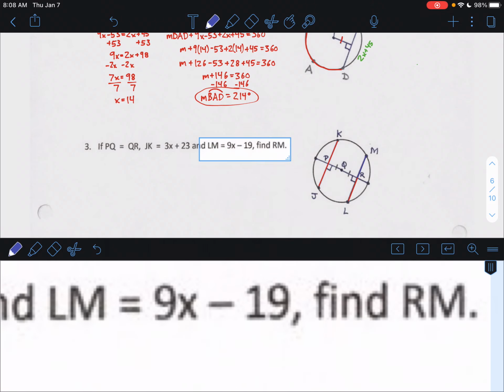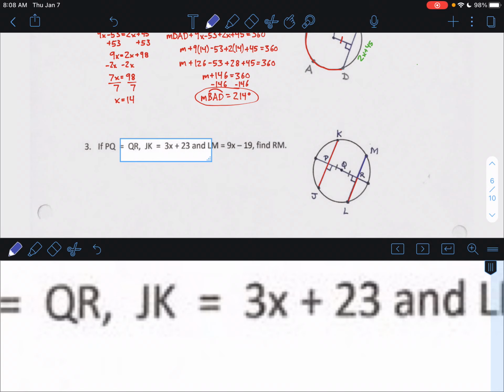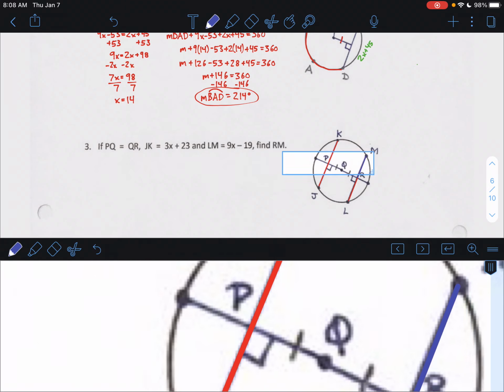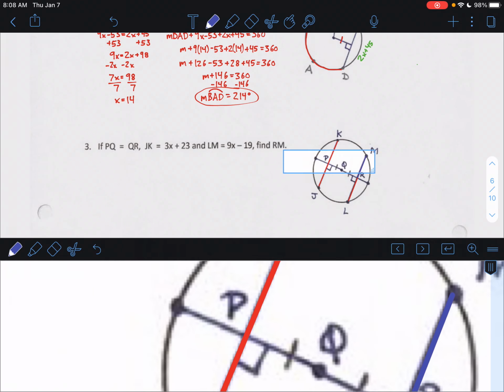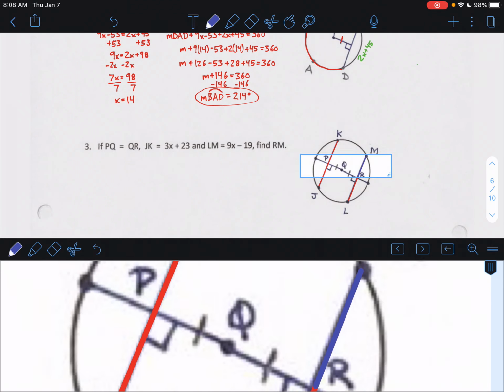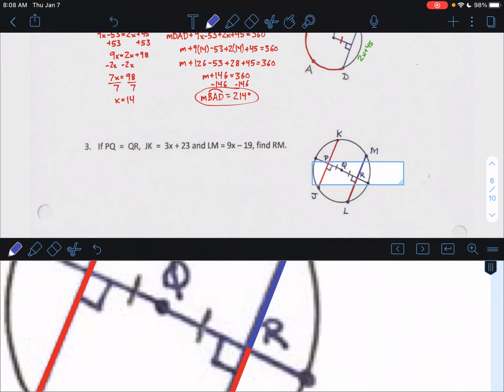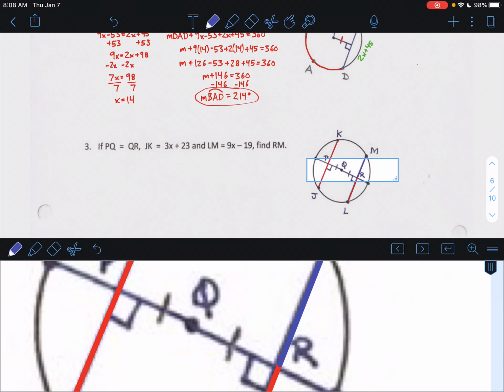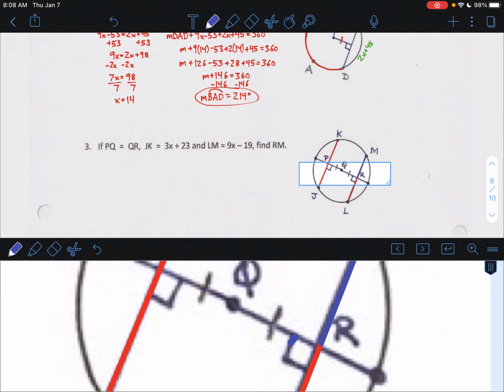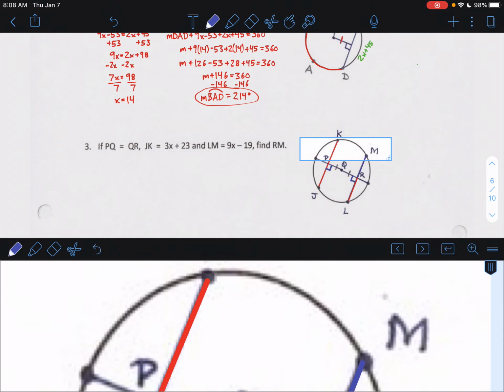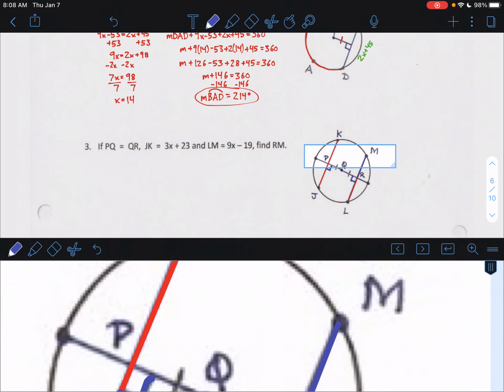All right, so let's see. This segment here with the P and the Q and the R on it is a diameter, because it goes straight across that circle and goes through the center. PQ is congruent to QR, and they are perpendicular as well, as we can see from the right angles there. So that means that it's going to be bisected.